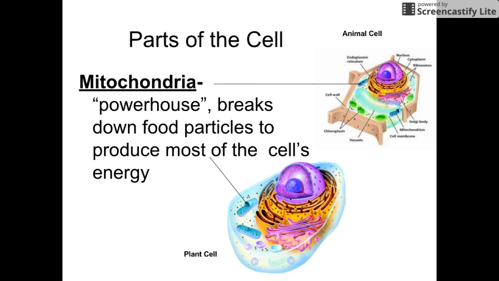Now, every cell needs to have power. It needs to have energy in order to function. So we call the mitochondria the powerhouse. This is where the food particles are broken down to produce most of the cell's energy. When you take a high school biology class, you'll get into how this all happens. But for 8th grade science, you just need to know that the mitochondria is the powerhouse. This is where the food particles are being broken down and the energy is being made.